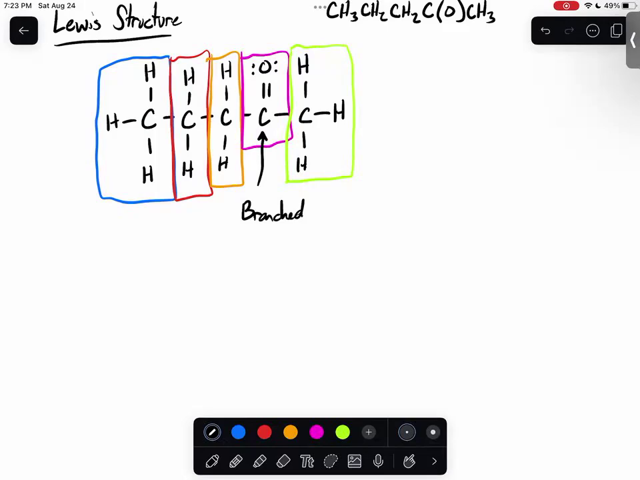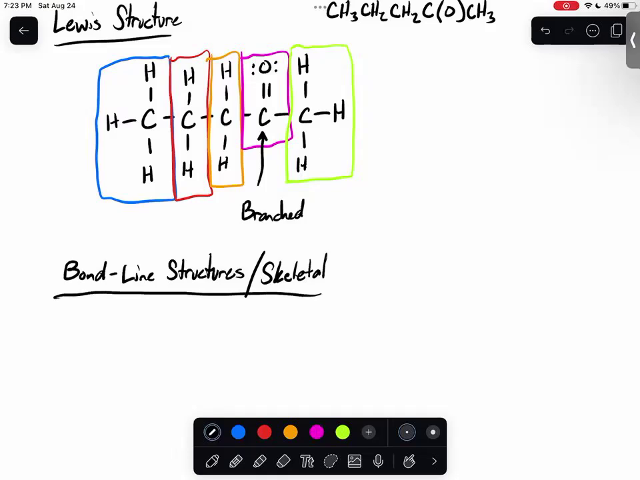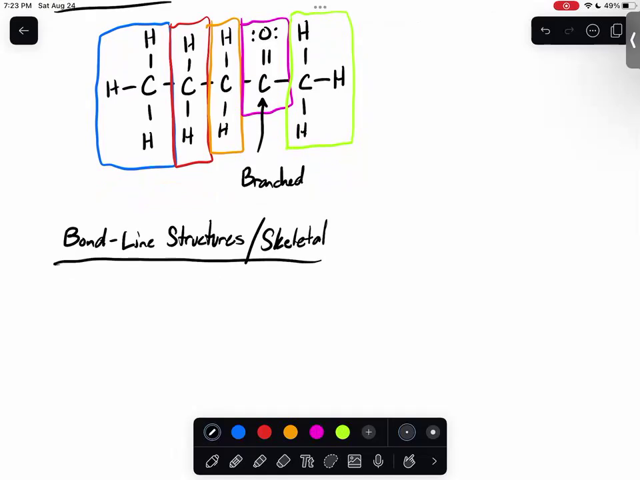Instead, what organic chemists have come up with is this formula called bond line structures or skeletal structures. And essentially, these are a way of sort of cheating how we draw things. Whenever we're looking at a bond line or skeletal structure, we are taking it to the bare bones of the structure. So, if we were to take this Lewis structure and convert it to a skeletal, it's actually going to look like this. And you'll notice that was much quicker for me to draw, and it's much easier for me to understand as time goes on.